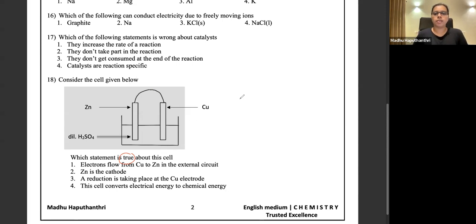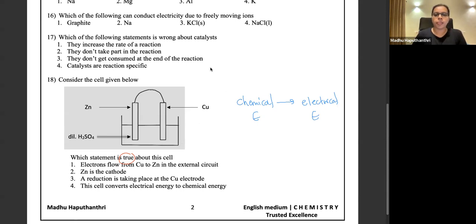So in the galvanic cell, what happens? Chemical energy is being converted to electrical energy. That means using a certain chemical reaction, we are producing current.